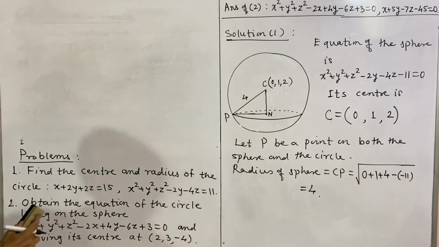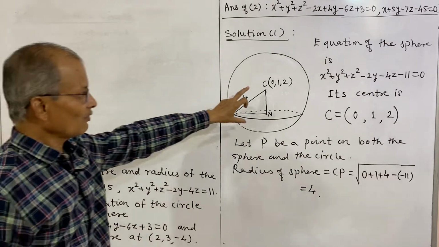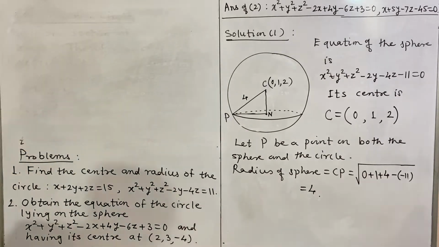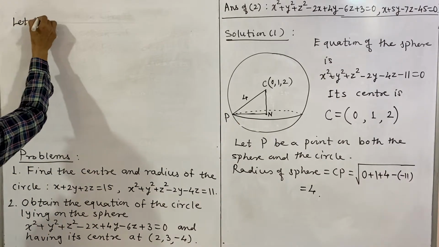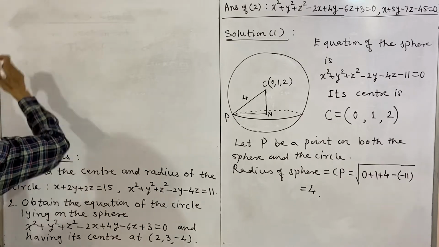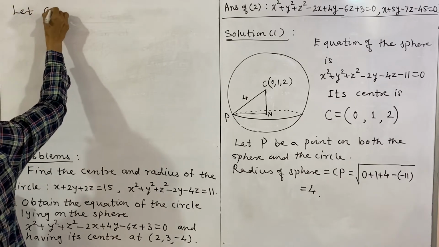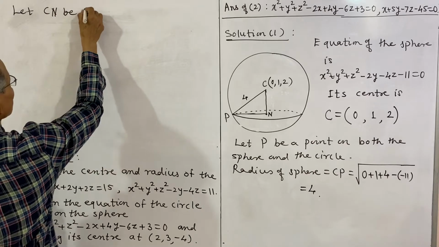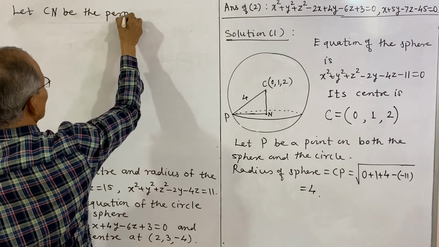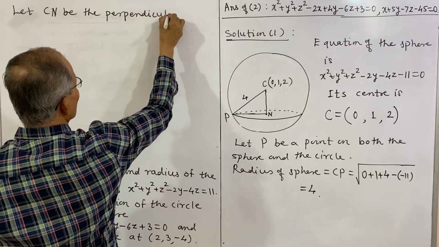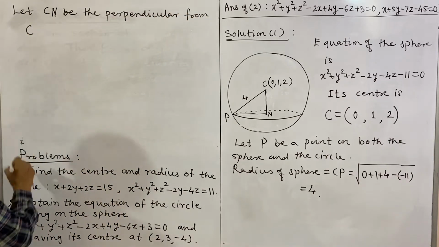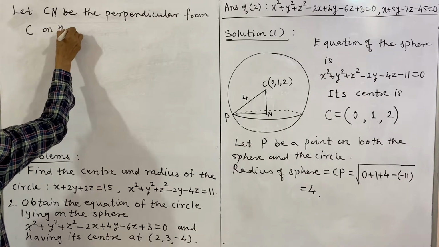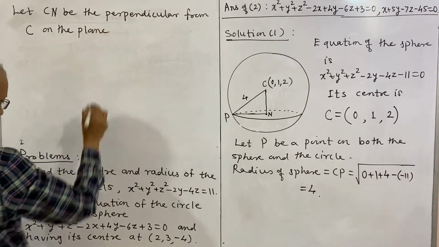Now see, Cn we want to find out. Now Cn is perpendicular from the center on the plane. Let Cn be perpendicular from C on the plane. What is the plane? See the problem.